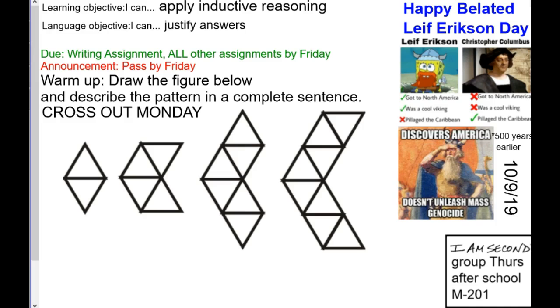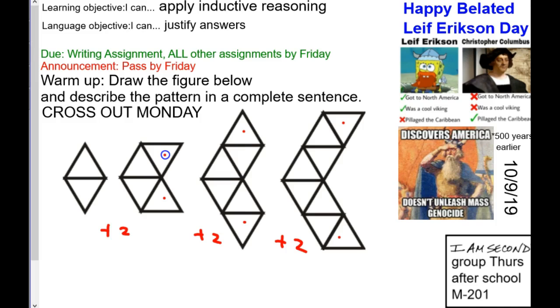Now, this is going to relate to our notes today. So, what is happening each time? It looks like it might be multiplying at first, but notice 4 times 2 would be 8, and this is not 8 over here. So actually, we're just adding 2 triangles each time. These are the 2 new ones, and then these are the 2 new ones, and then these are the 2 new ones. So just adding 2 each time.